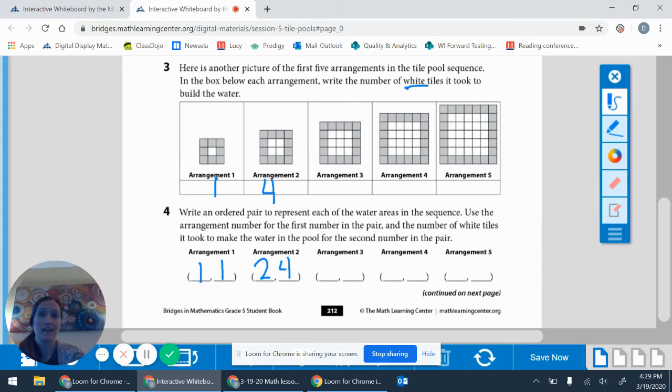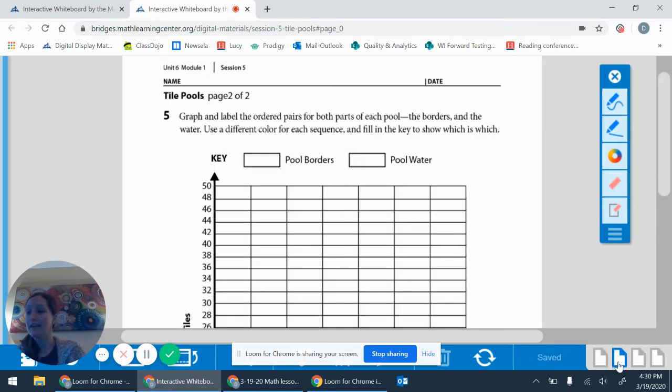Okay, here's your task again. Pause the video and complete both the number of white tiles and the ordered pairs for number 3 and 4. Go ahead. All right, we're all back together. With all the information where you are right now, you should have page 212 completely finished. If not, take a little bit more time, pause that video again, and finish up writing all of your numbers and ordered pairs down. If you are finished, we're going to look at the next page, which is page 213.